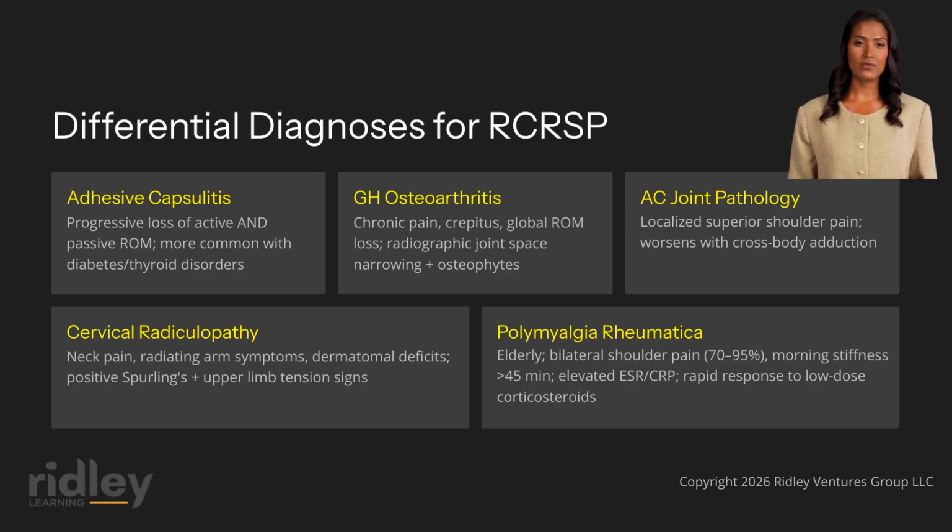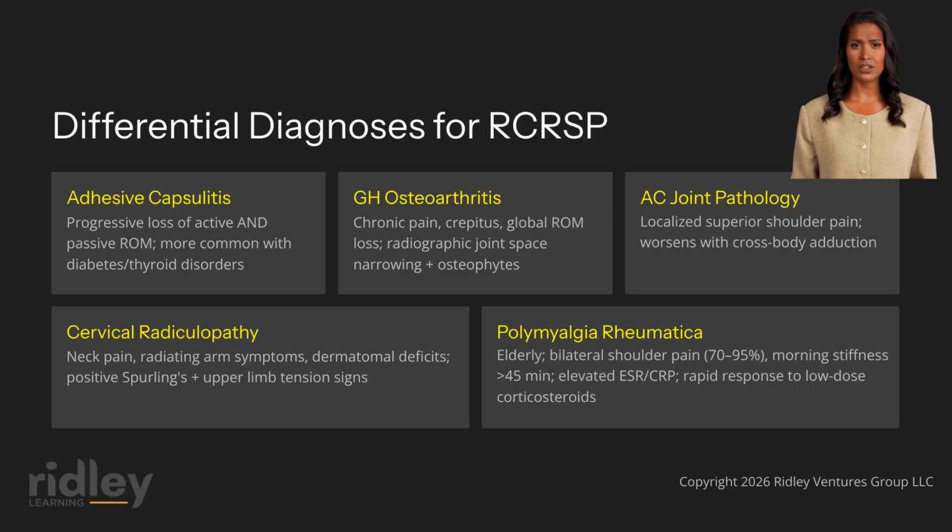The 2025 JOSPT guideline identifies 9 principal differential diagnoses for RCRSP, each with specific distinguishing clinical features essential for accurate triage by physical therapists, occupational therapists, and nurses. Adhesive capsulitis is characterized by progressive loss of both active and passive range of motion, most notably in external rotation, with a global reduction in shoulder mobility. It's more common in middle-aged and elderly adults, particularly those with diabetes or thyroid disorders.